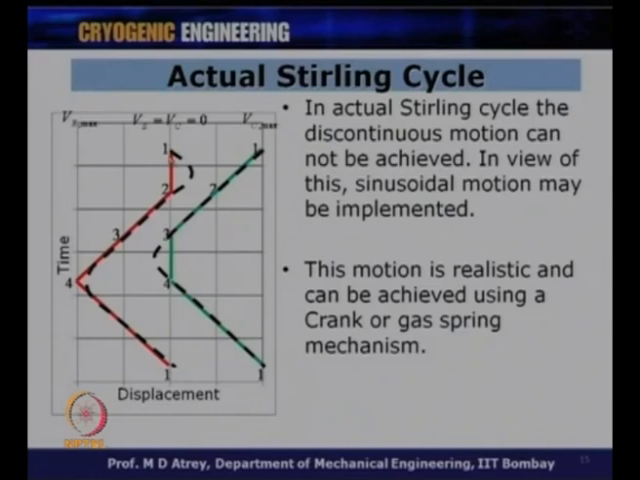So, whatever motion we just saw, that motion was, there is no motion, then there is a motion, and again there is a motion in the reverse direction. Instead of that, can we have a sinusoidal variation like that? So, we have a sinusoidal motion like that, which is a simple harmonic kind of a motion, which is possible to be given in actual practice. And therefore, we call this motion realistic and can be given using a crank or a gas spring mechanism. So, this is something which can be realized in practice.